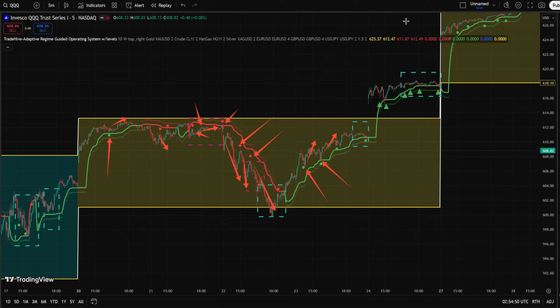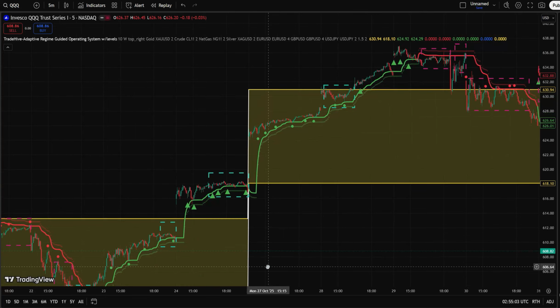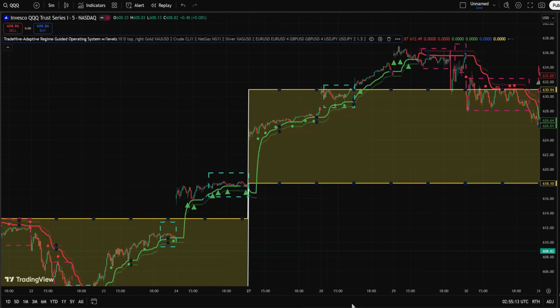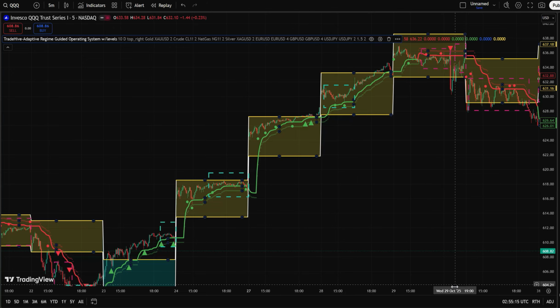Now, what is the difference between a dot and an arrow? When you are getting the signals within the zone, within the projected range vector for that day, then you will get the dots. When you are getting the signals outside the zone, when prices have already moved outside, is this weekly? I think so. Let me just change it to daily. Yeah. Now we are on daily charts.